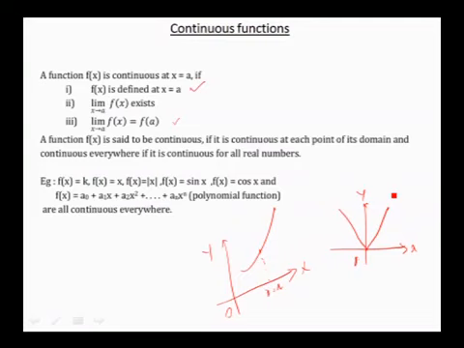f(x) is equal to sin x, f(x) is equal to cos x. The sine graph keeps going on like this, so it is continuous. f(x) is equal to sin x, cos x, they are all continuous. Even whenever you come across a polynomial function, it is always continuous. So they are all continuous everywhere. So you need not bother when you come across these things, you can say straight away it is continuous.